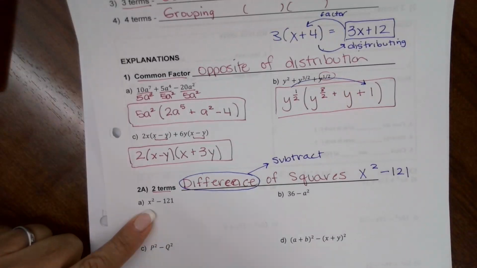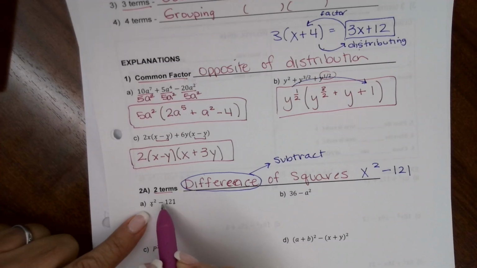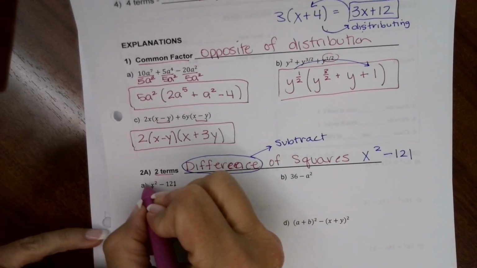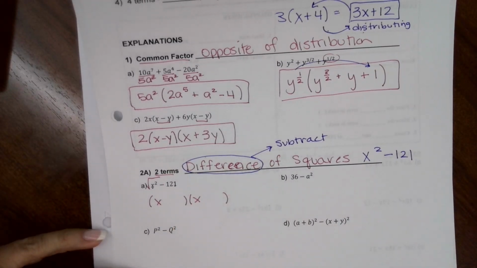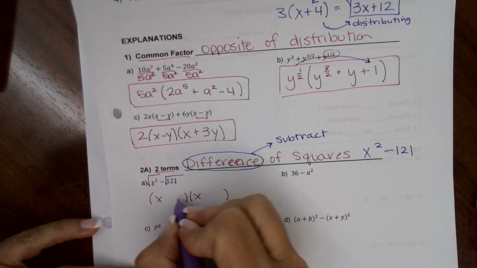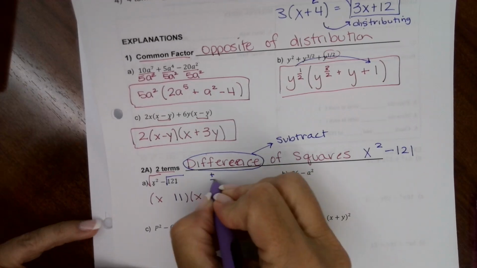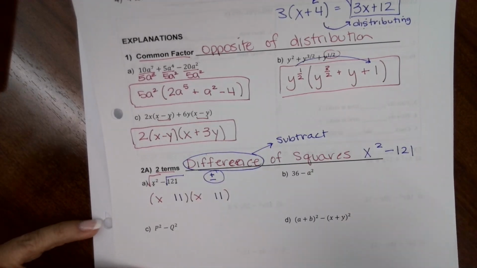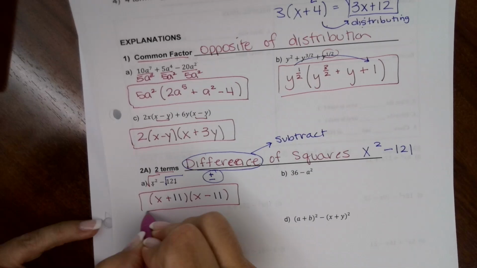So here I have two terms. I can take the square root of this term, and I can take the square root of this term, and I'm subtracting. So I can use difference of squares. So if I took the square root of this, I would have x. So I start with x in both of those. If I took the square root of this, of 121, I have 11. Now, when I have a difference of squares, this means that one is positive and one is negative. So one term is positive and one term is negative. And this is my factored form using difference of squares.